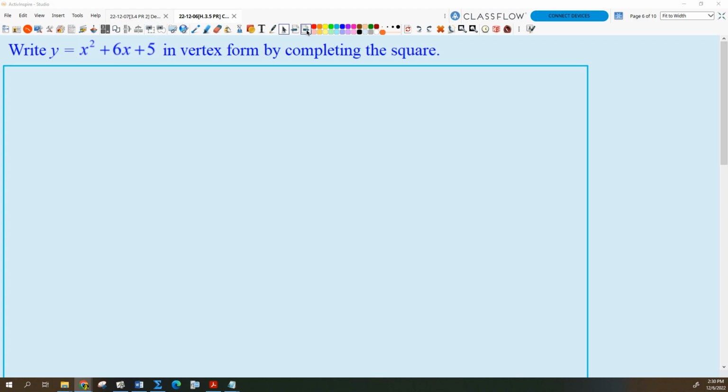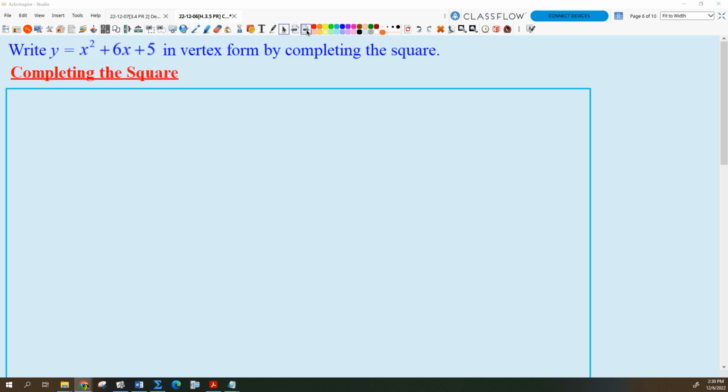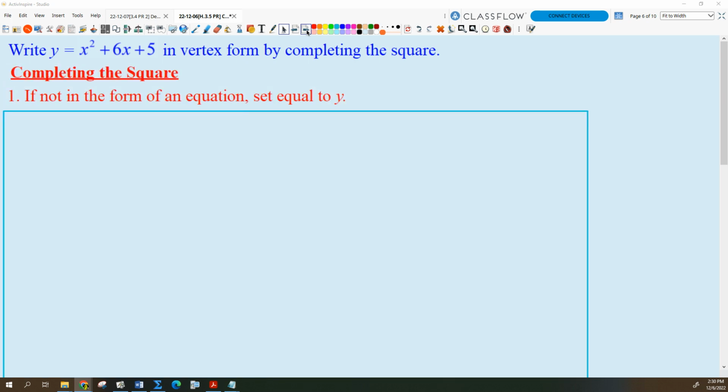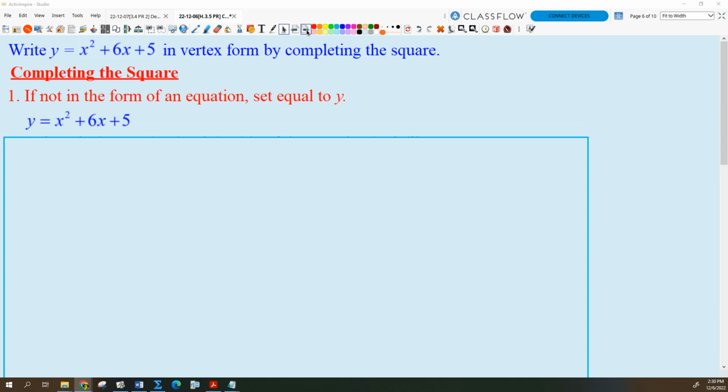So what do I do first? If I'm going to complete the square, do you remember? What was our first step? Okay, yeah, first step, we want to set it equal to y, already done. That one's already done. So there we have it, already set.